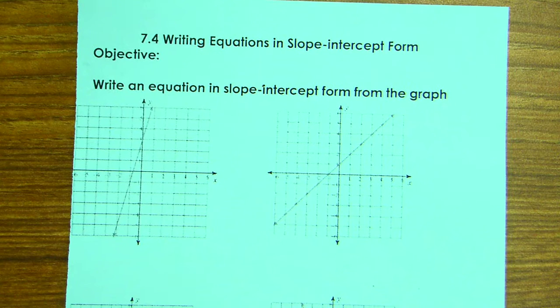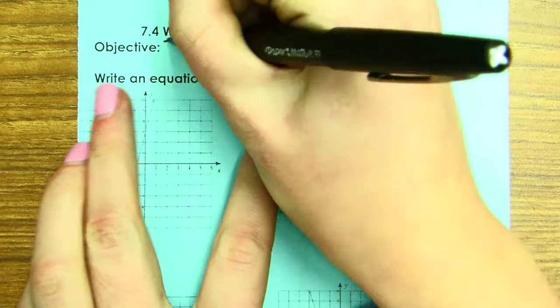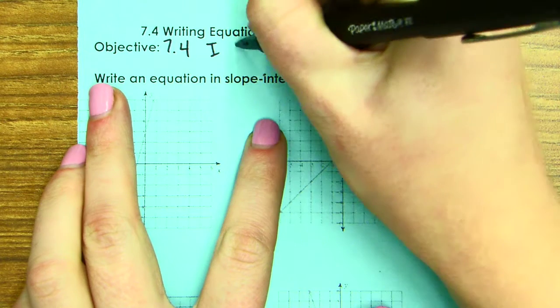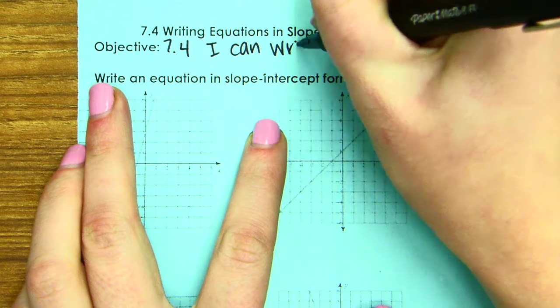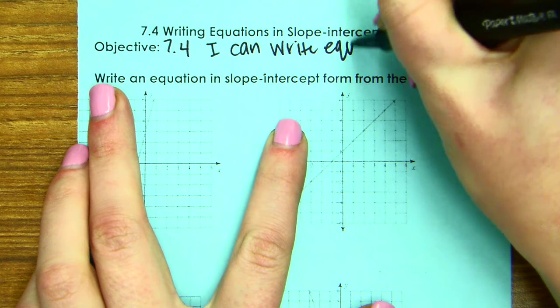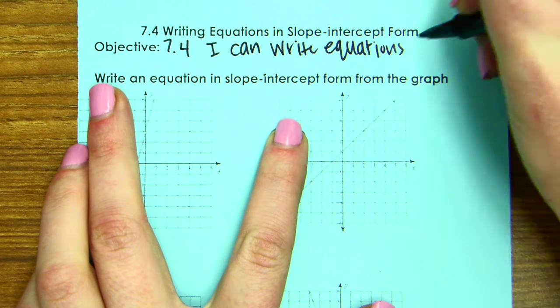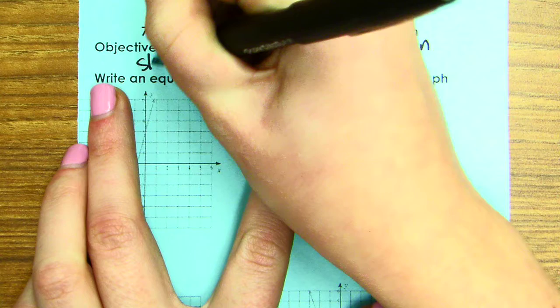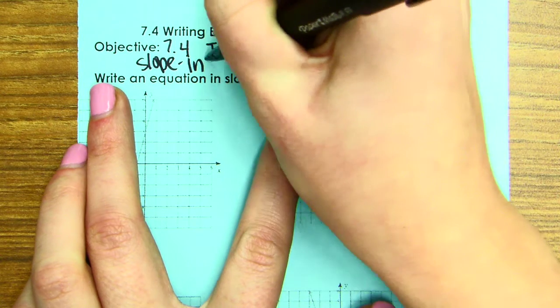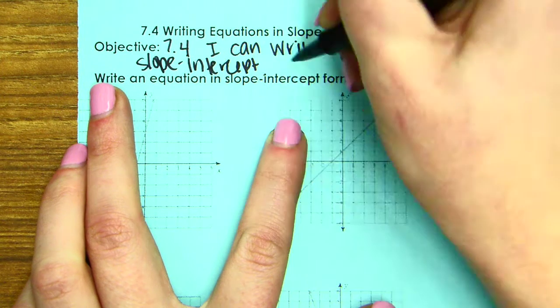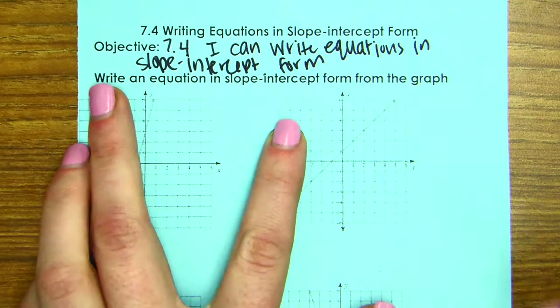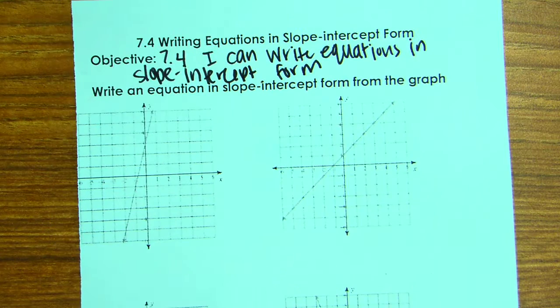The learning target for this lesson is 7.4: I can write equations in slope-intercept form. So we're going to write an equation from a graph in slope-intercept form.